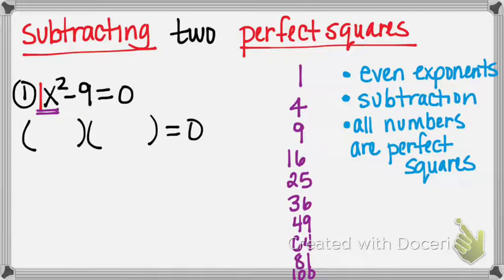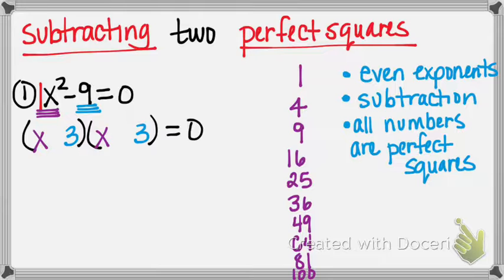In the front of the parentheses, you're going to put what multiplies to give you 1x squared. So what can I multiply to get 1x squared? 1x times 1x. You can even just put an x. And then what is the square root of 9? 3. Put that in the back.